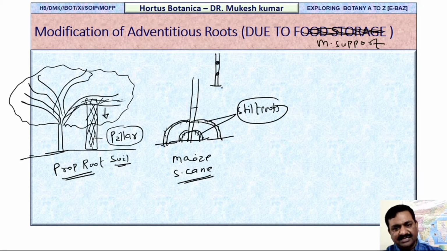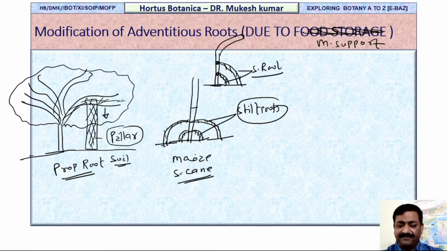nodes, and the stilt roots are coming from one side only. As a result, it was found that the plant was tilted, and only one-sided stilt roots are arising to provide mechanical support. So these are again stilt roots. These stilt roots are different from maize and sugarcane. Why? Because you find here it is one-sided.